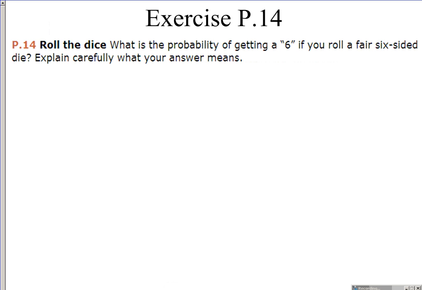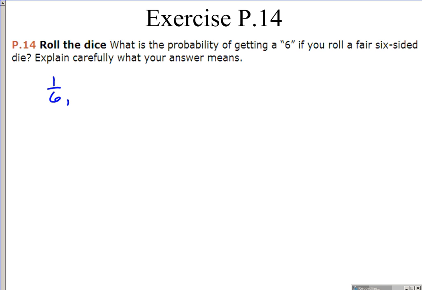So looking at some simple probability here. What is the probability of getting a 6 if you roll a fair six-sided die? Explain carefully what your answer means. Well, if we're rolling a 6-sided die, it's the numbers 1 through 6. I have a 1 in 6 chance of rolling a 6.